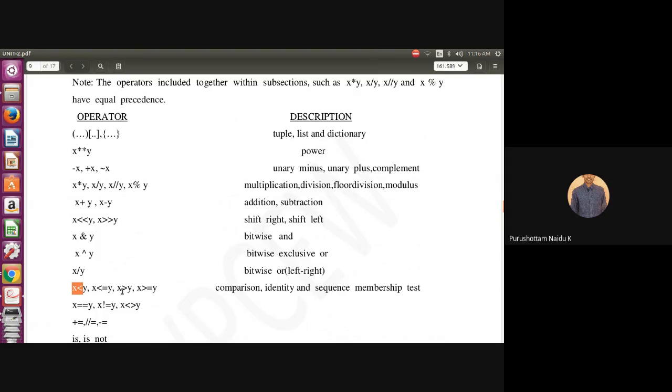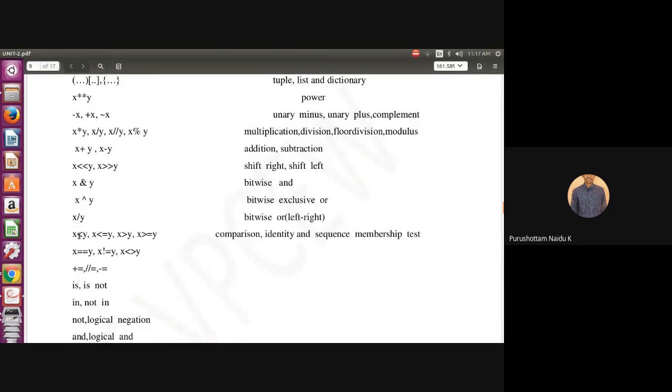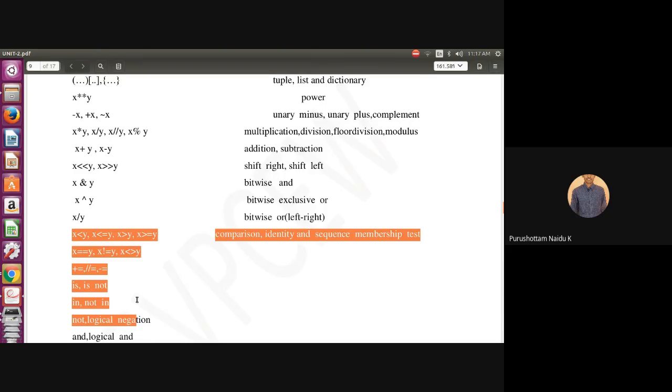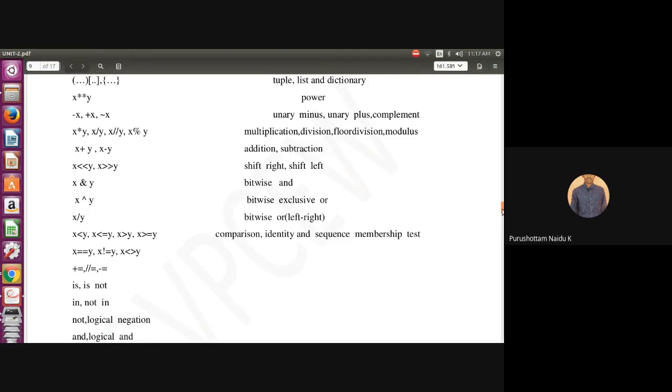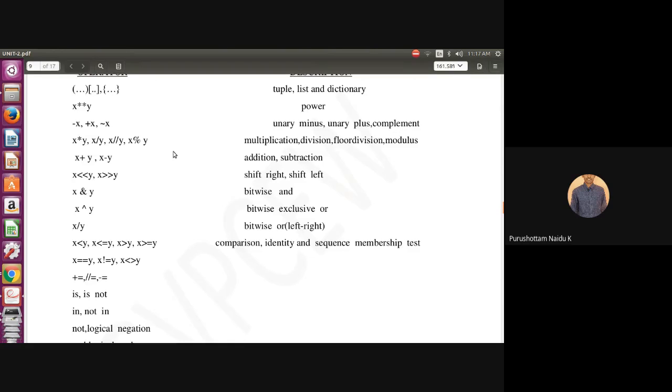Then less than or equal to, greater than or equal to, equals to, not equals to, and also assignment operators, we call the next highest priority operators. Comparison, identity, sequence, membership tests are all called the next highest priority operators. Clear? So now, how are we evaluating this expression? The highest priority are tuple, list, and dictionaries. Next is the power operator. Let's discuss with some example.